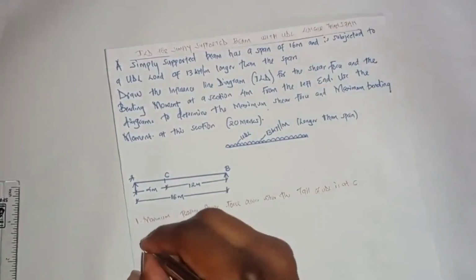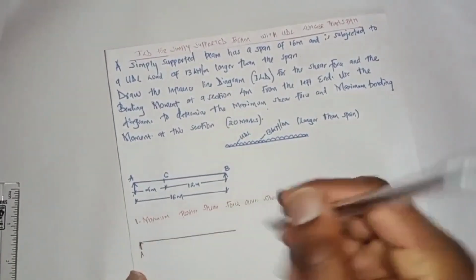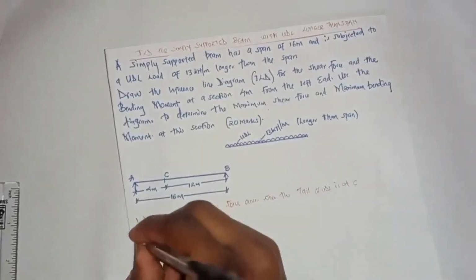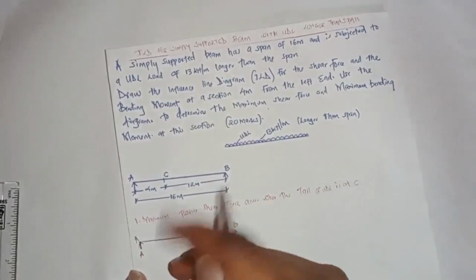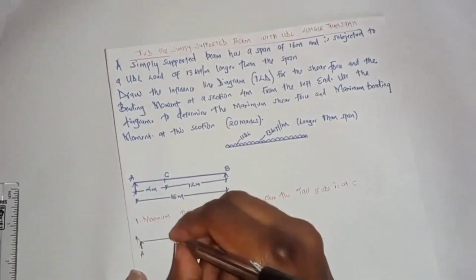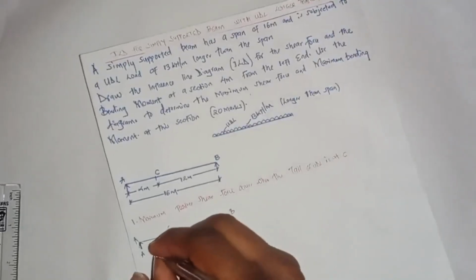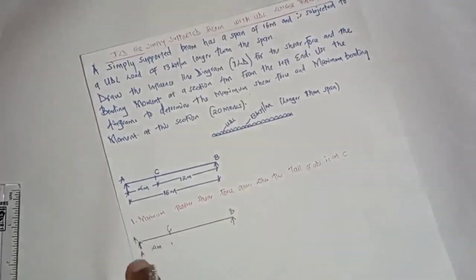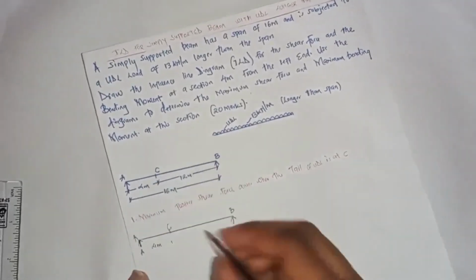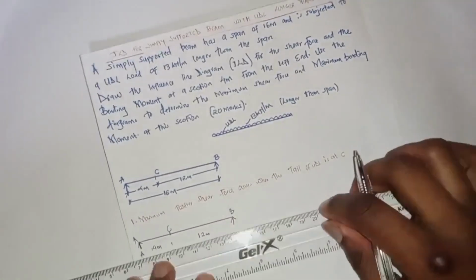This being point A or support A, and B, and our point C, we locate it to be somewhere here at 4 meters there. So 16 minus 4, we have 12 meters on this side.